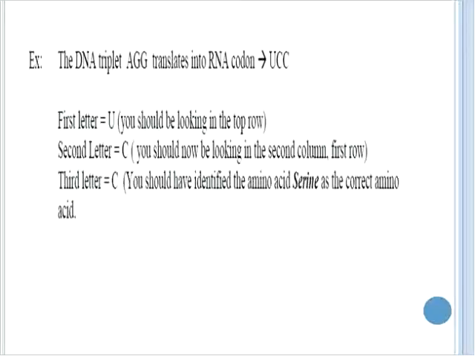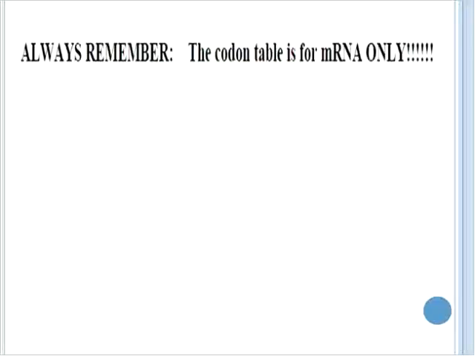For example, AGG translates to UCC. First letter U in the top row, second letter C, second column first row, and third letter C. This leads us to serine as the correct amino acid. The codon table is for messenger RNA only. You will need to convert from DNA to messenger RNA, or possibly from transfer RNA back to messenger RNA, depending on the nature of the question.